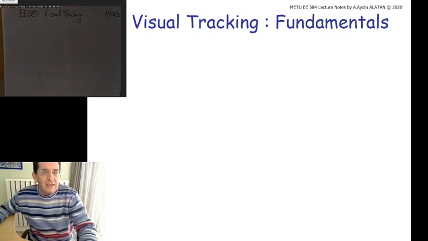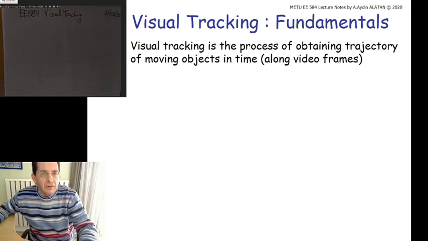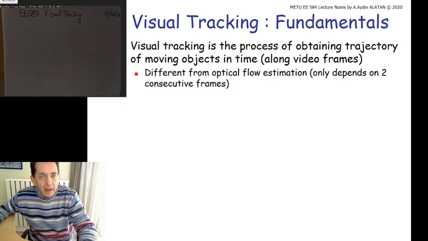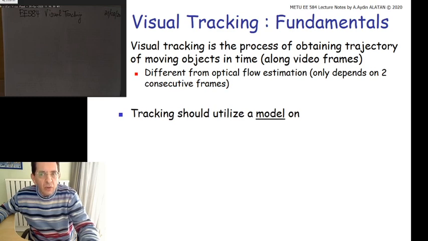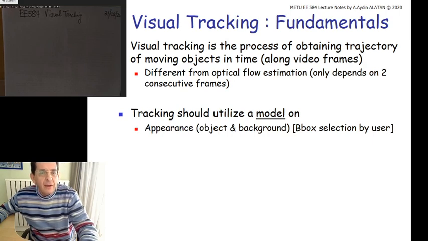Okay, now let's first of all define what is a visual tracker or what is visual tracking. It's obtaining the trajectory of the moving objects in time from a video sequence. Slightly different from optic flow because that only considers two consecutive frames, but here I'm talking about trajectory, therefore it's relatively more difficult. And obviously we need a model because we are doing something in time. Two things change. Obviously the motion trajectory is changing and also the appearance changes. Therefore, we need a model on the appearance while we are tracking something.